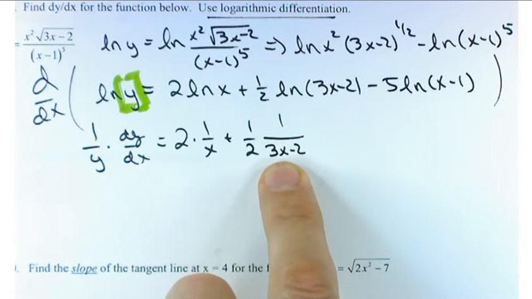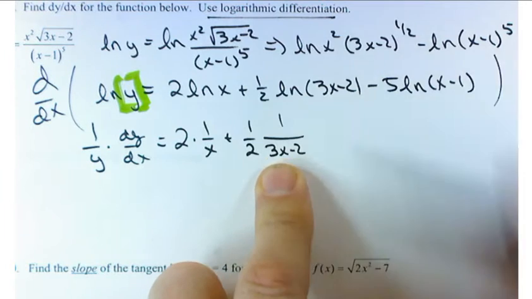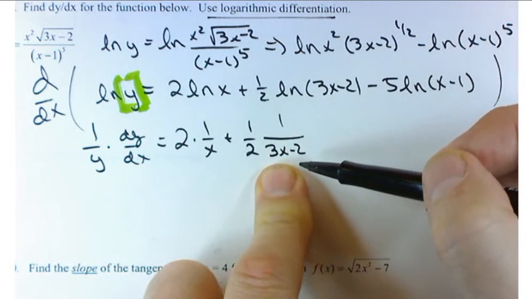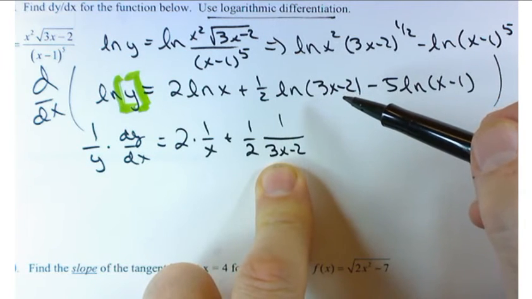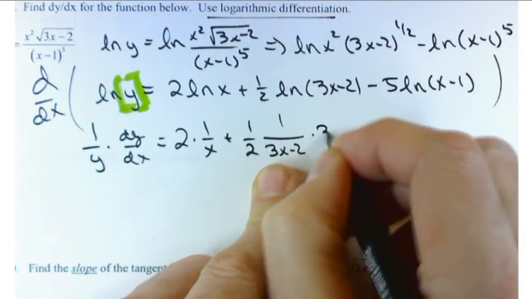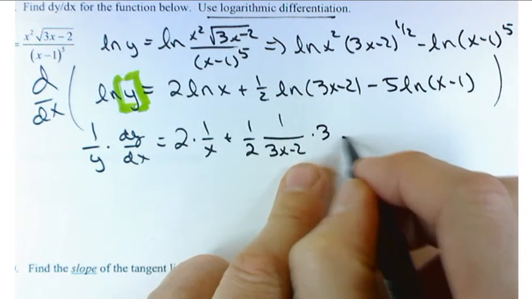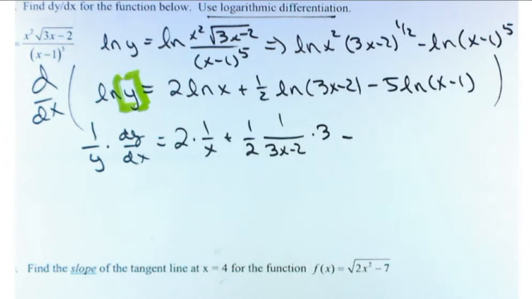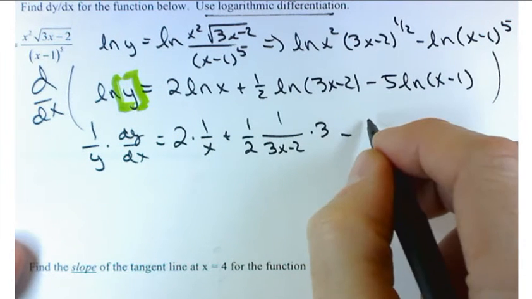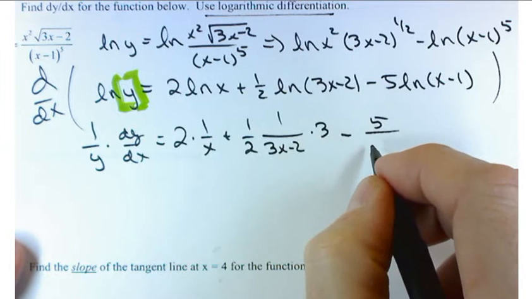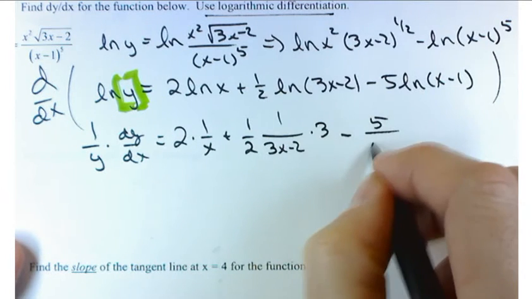What else do I need here? 1 over u times the derivative of u. What's the derivative of that? Times 3. So I've got to apply the chain rule there. And how about the last term? What's the derivative of that last term? Good. 5 times 1 over x minus 1.